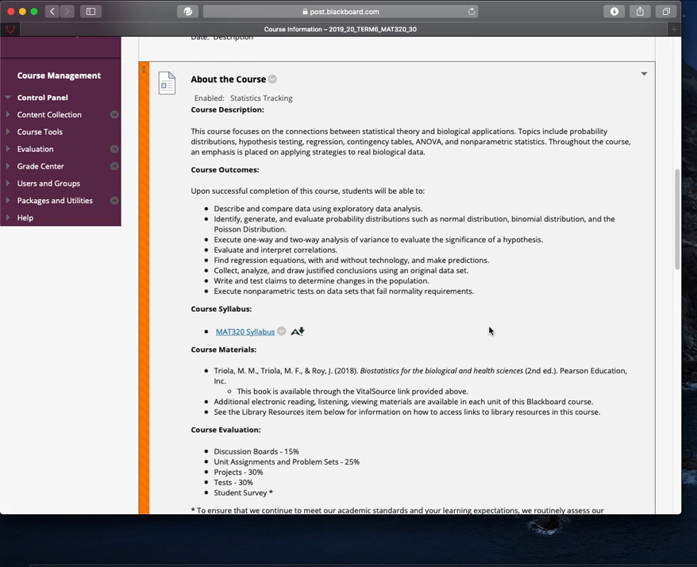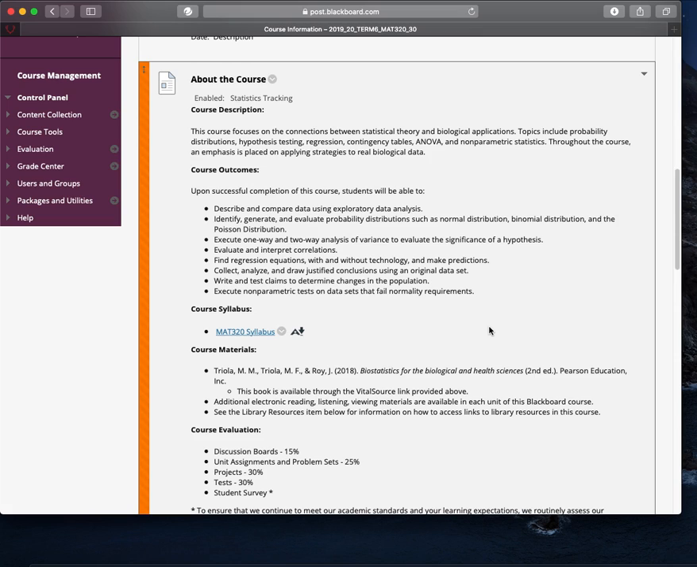The outcomes for this course, we want to describe and compare data using exploratory data analysis, identify, generate, and evaluate probability distributions such as the normal distribution, the binomial distribution, and the Poisson distribution. That's definitely not one that was covered in the Statistics 1 course. Execute one-way and two-way analysis of variance, or ANOVA, to evaluate the significance of a hypothesis. Evaluate and interpret correlations. Find regression equations with and without technology, and make predictions.